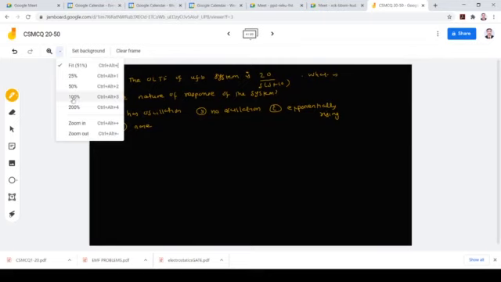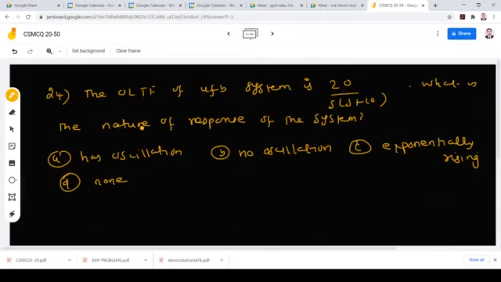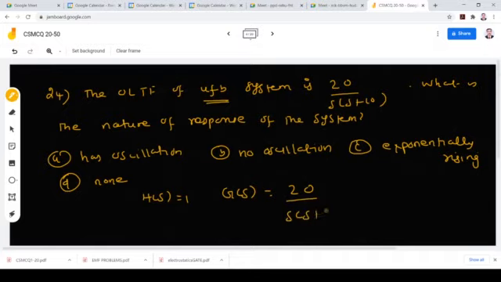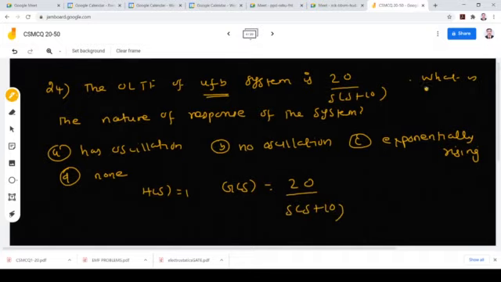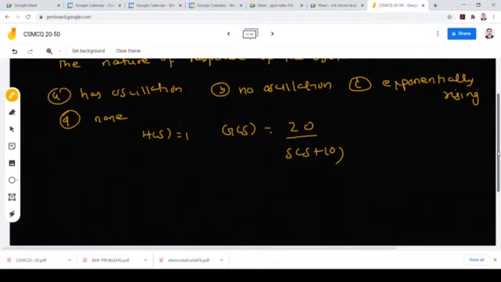Next, the open loop transfer function of a unity feedback system is 20 divided by s into s plus 10. So the feedback is unity, so H of s is equal to 1. What is the nature of the response? They are asking about the nature of the response.